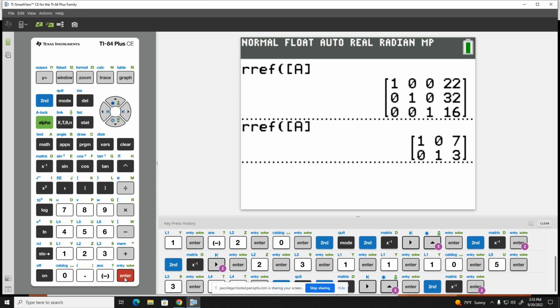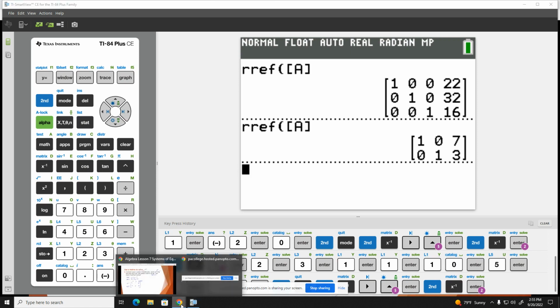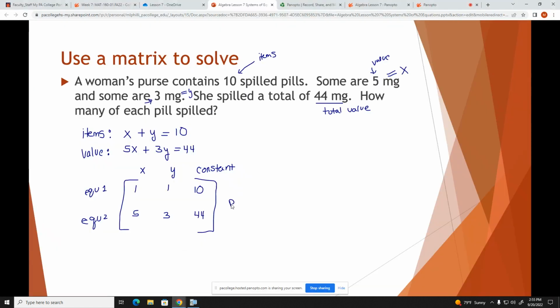1, 0, 7, 0, 1, 3. So going back to my PowerPoint, I do the reduced row echelon form, and it gave me this answer matrix, 1, 0, 7, 0, 1, 3. So my last step then is just to interpret this matrix, which is the answer to my problem. So setup stays the same. This first is the X column, Y column, and then constant column. I have two separate equations, equation 1 in the first row, equation 2 in the second row.